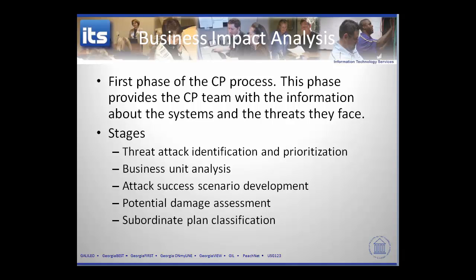Welcome back to Computer Security and Privacy, and today we're going to be talking about a business impact analysis. Business impact analysis is going to be that first phase in the contingency planning process, and this is going to inform each of the other phases.